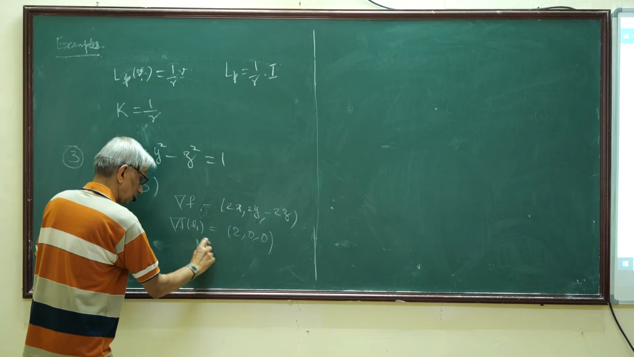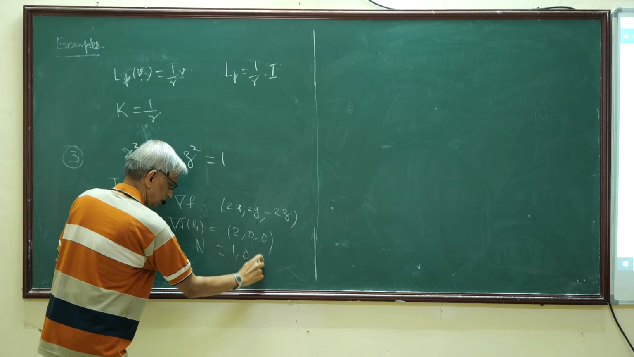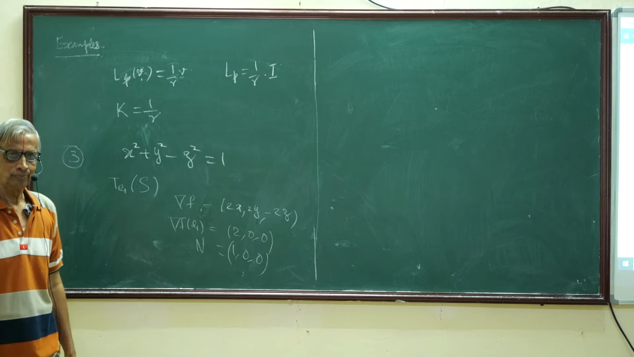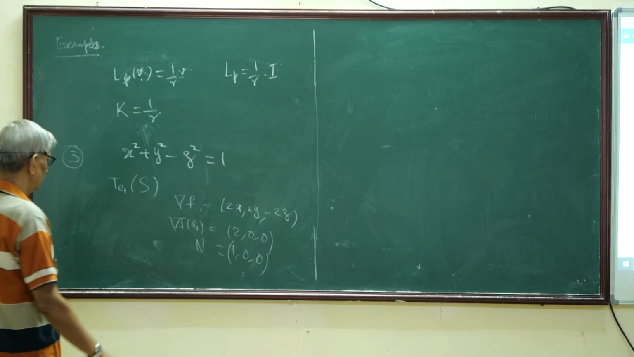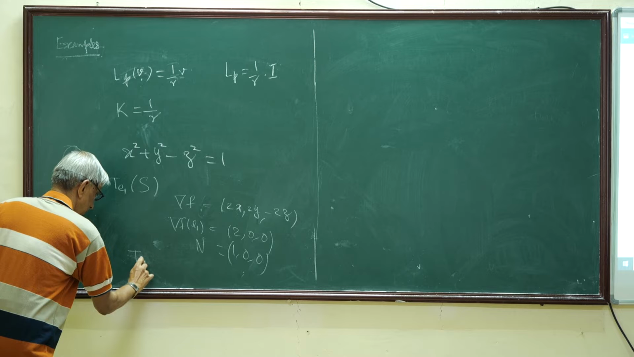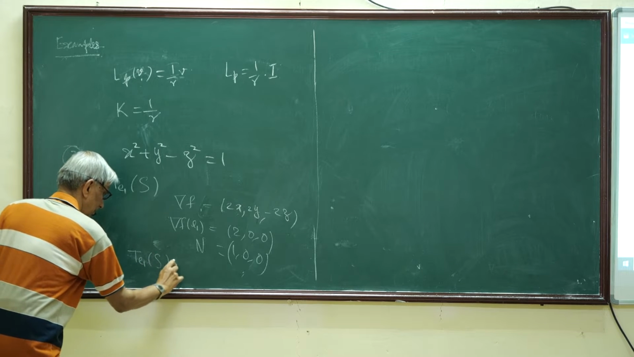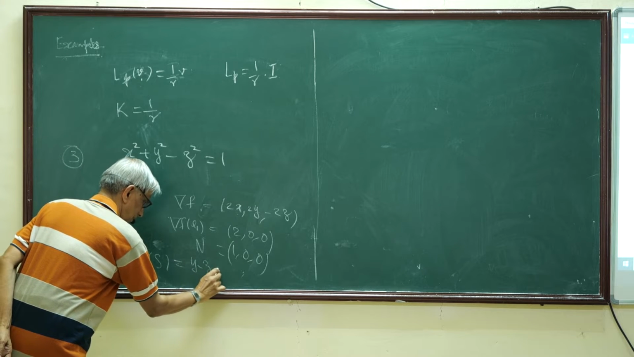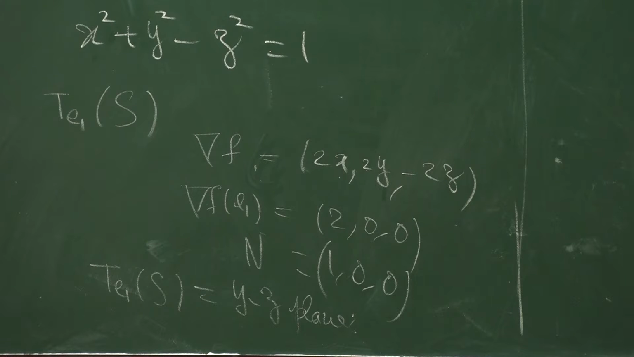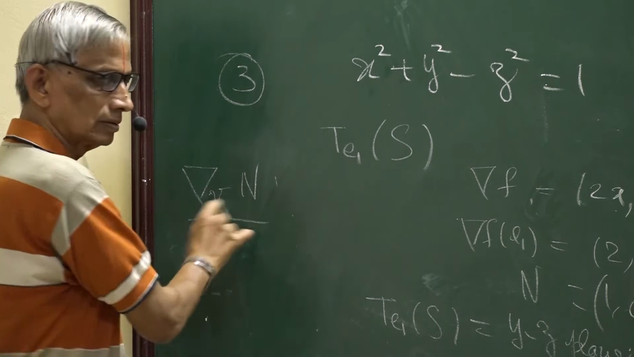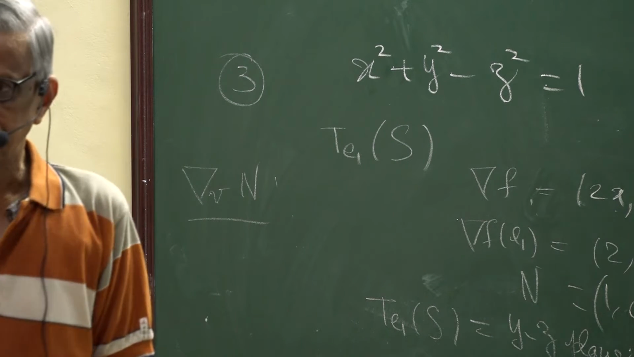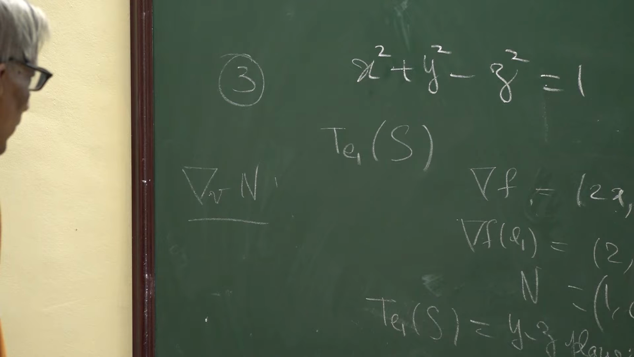So the normal is (1, 0, 0), right? And the tangent plane is the YZ plane. What is L_P? L for P equal to this, L_e1 at V. Right? You have to calculate this derivative of N in the direction of V.